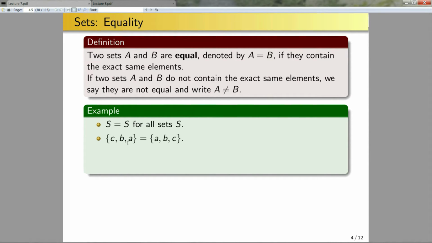Further, the set {c, a, b} is equal to the set {a, b, c} because all I did was rearrange the order of the elements. But the set {1, 2, 3} is not equal to the set containing 1, 2, 3, and 4 because the set on the right-hand side contains 4, but the set on the left-hand side does not. And then another example, the set containing the set of 1, the set of 2, and the set of 3 is not equal to the set containing the elements 1, 2, and 3. This is simply because 1 is not the set of 1. Those are two distinct objects.